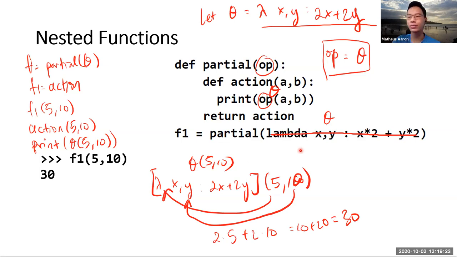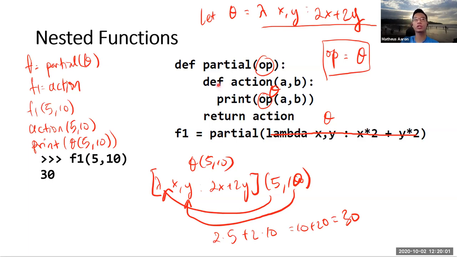So in this case, I think I'll explain first from the beginning. My step zero is that I replace lambda with a variable theta. So I store it up here: let theta be xy. It just simplifies my code. So I can define f1 as partial theta, and we know partial theta returns the function action. Partial returns action, so it will return this function over here.